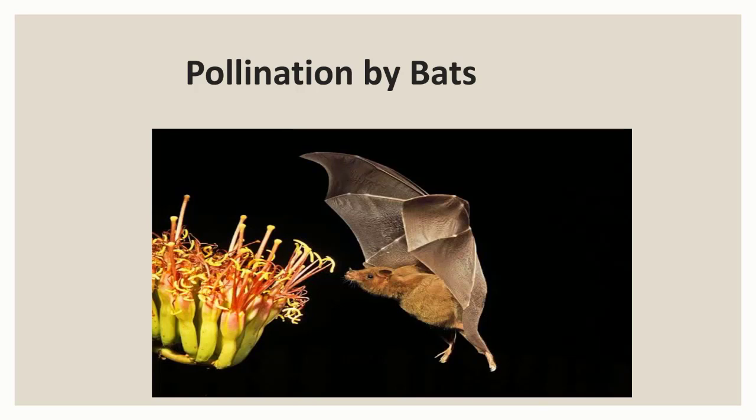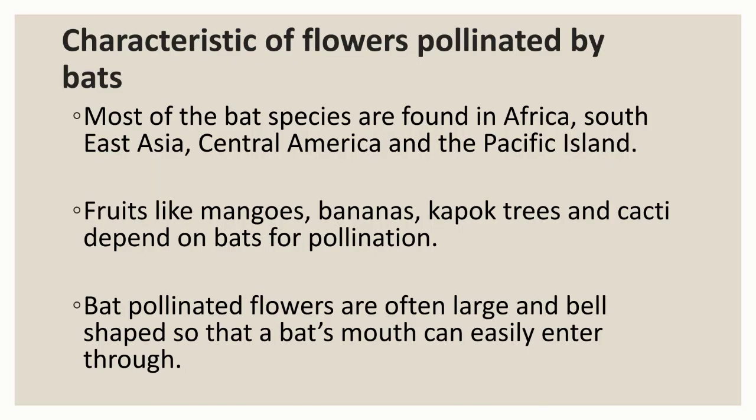A bat flies to the plant, drinks nectar from the flower, pollen grains stick to its body. When it travels to another plant, it drops the pollen there. Now we are going to talk about the flowers pollinated by bat. Most of the bat species are found in Africa, Southeast Asia, Central America, and the Pacific Island. Fruits like mangoes, bananas, kapok trees, and cacti depend on bats for pollination.